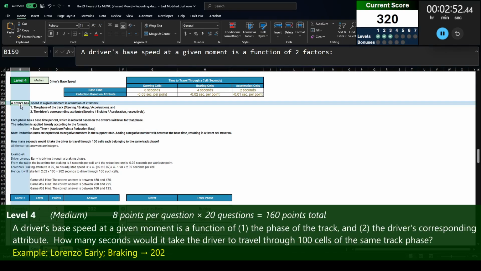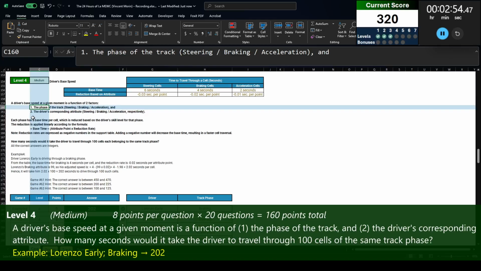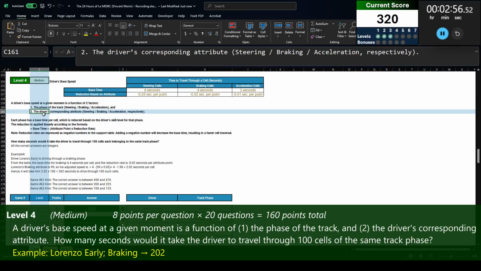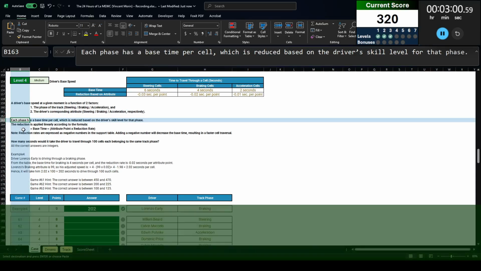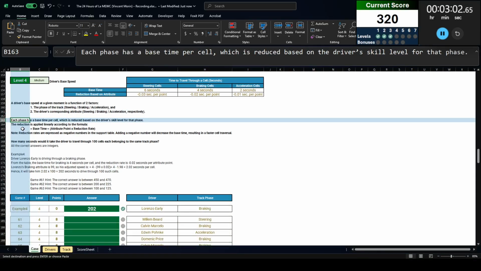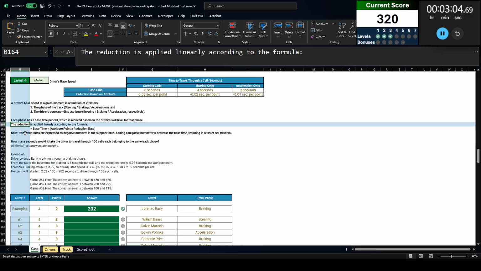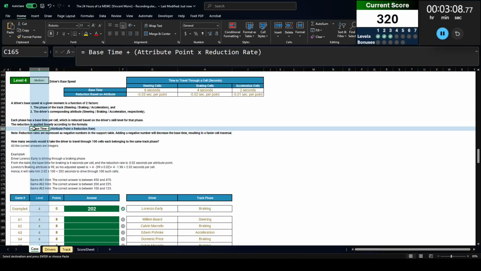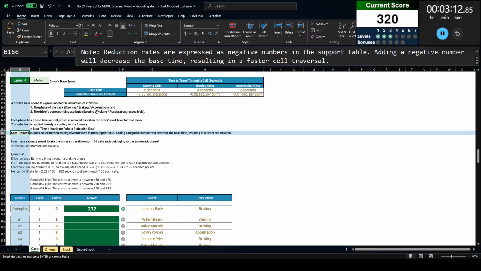A driver's base speed at a given moment is a function of 2 factors: the phase of the track (steering, braking, acceleration) and the driver's corresponding attributes (steering, braking, acceleration, respectively). Each phase has a base time per cell, which is reduced based on the driver's skill level for that phase. The reduction is applied linearly according to the formula: time equals base time plus attribute points times reduction rate. Note, reduction rates are expressed as negative numbers in the support table. Adding a negative number will decrease the base time, resulting in a faster cell traversal.